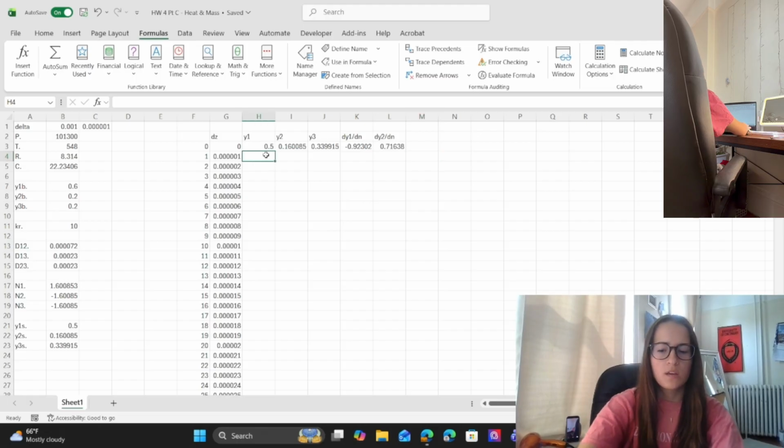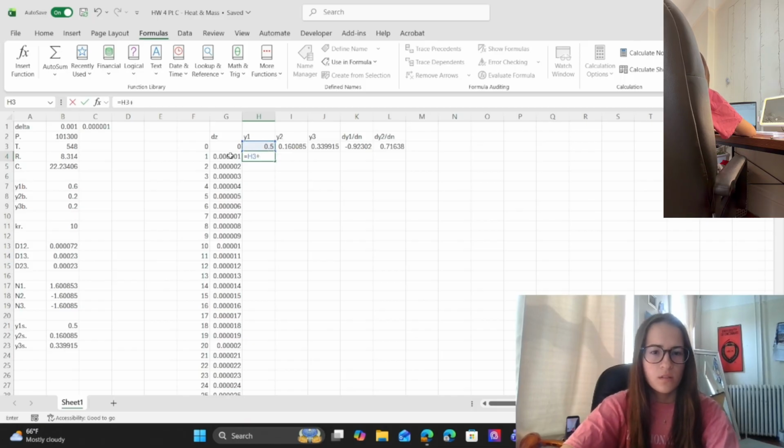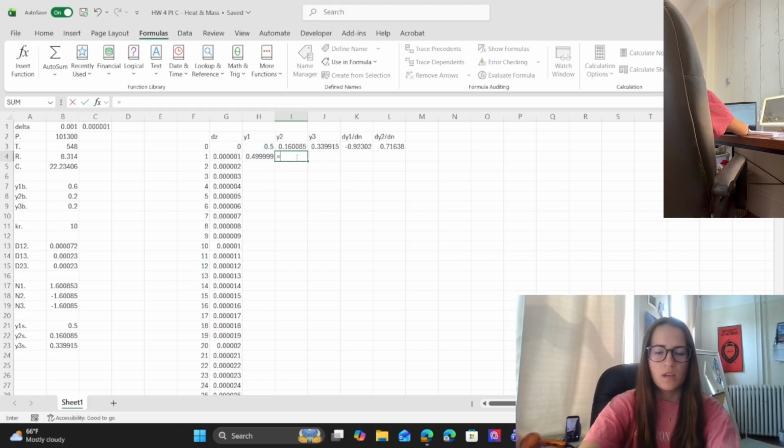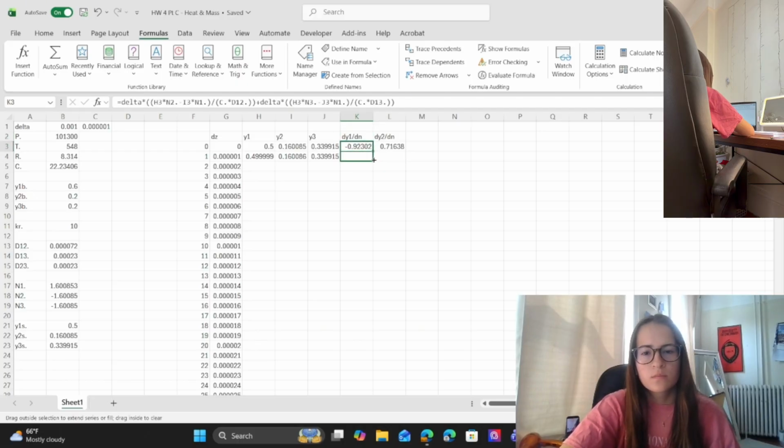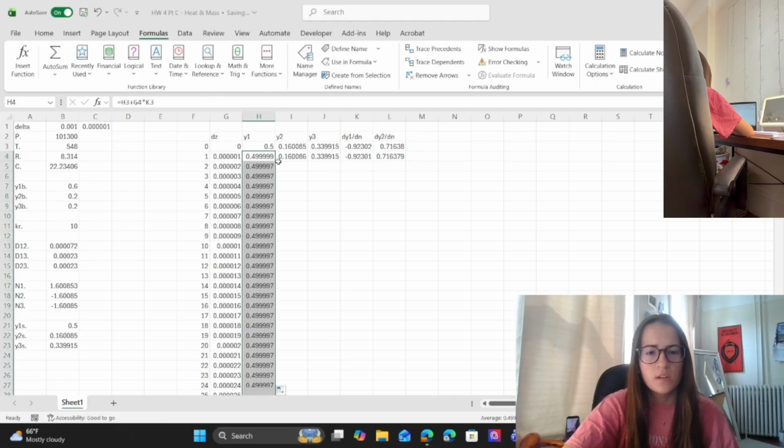So now we can show how this composition is changing. So we have this plus the position you're at times how it's changing. And then same thing here. Before plus the position you're at times how it's changing. And then this is still equal to 1 minus this minus this. All right. So then we can pull that down here, see these values changing, and then we can send it all the way down.